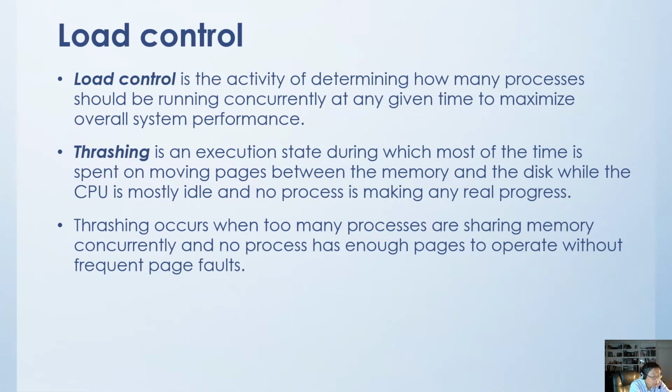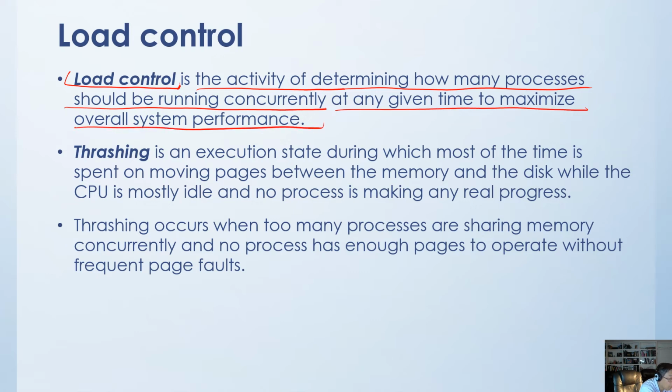Now, in the previous slide, we discussed the page fault rate. And we know that when the page fault rate increases, the page fault overhead increases as well. So the load control we are going to discuss in this slide is to try to find the balance for this. So load control is the activity of determining how many processes should be running concurrently at any given time to maximize the overall system performance.